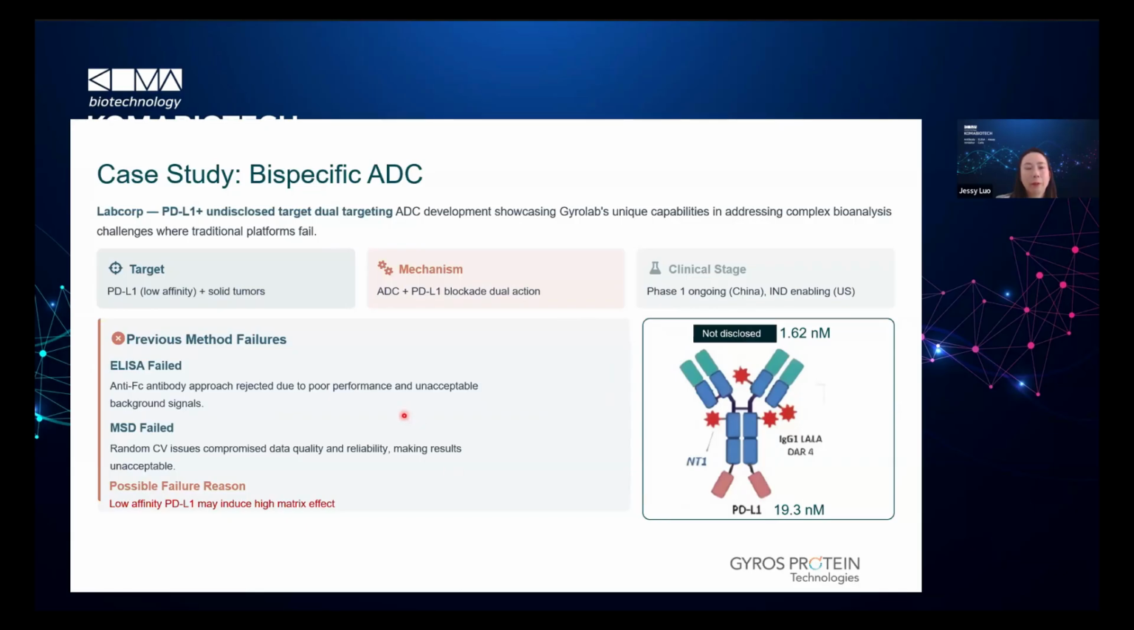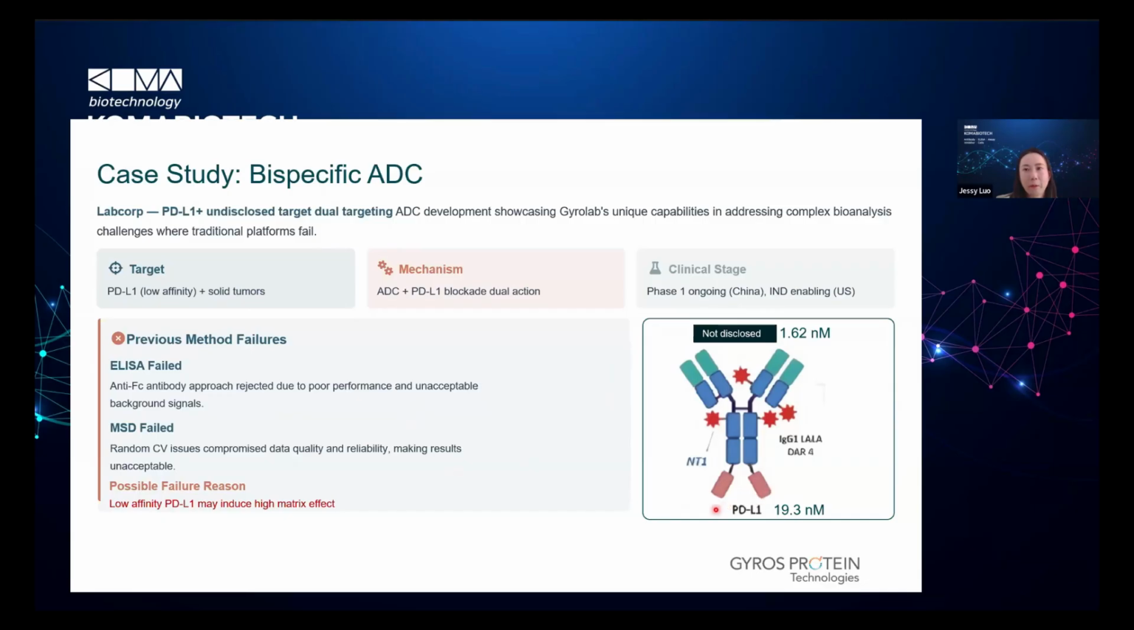But after that, ELISA could not do that because they could not set up the standard curve. So that failed. Then they transferred this method to try on MSD, but it was faced with a lot of random CV issues when capturing both targets.